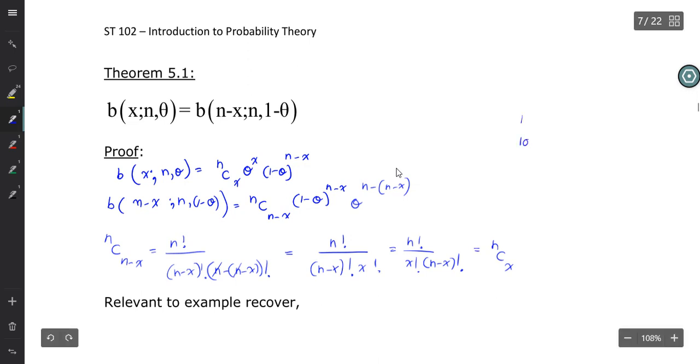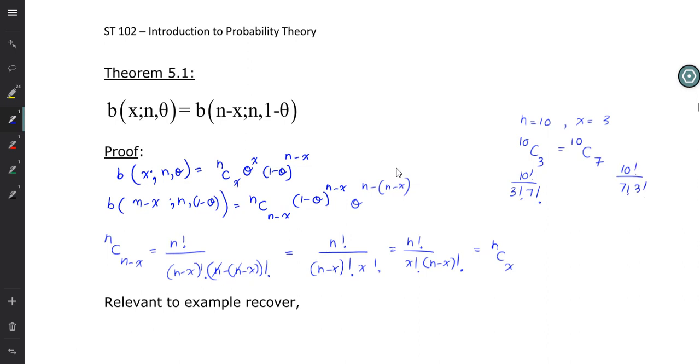Simply, if you say n is 10 and x is 3, 10 choose 3 is the same as 10 choose 7, because this is 10 factorial over 3 factorial times 7 factorial, and this is 10 factorial over 7 factorial times 3 factorial. This is a multiplication, so you can interchange 3 and 7, and you see that this is the same. So n minus x is the same as x, these two parts are the same, and if we show that n choose x is the same as n choose n minus x, you'd have the answer in your proof.